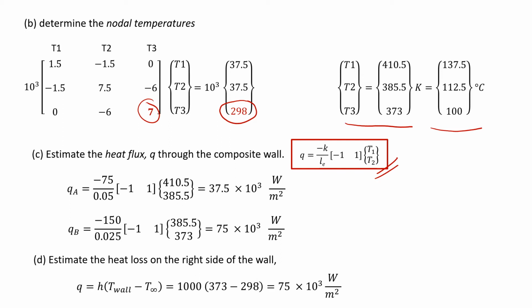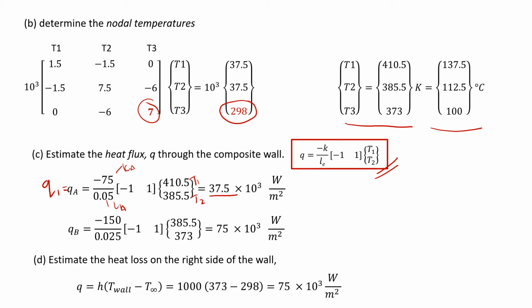For the first heat flux, Q1 or QA, the K that we need to use is KA, L is LA, and the temperature that we have to use must correspond to element 1, which is T1 and T2. And we get the answer: the heat flux for the first element, QA, is 37.5 kilowatt per meter square.